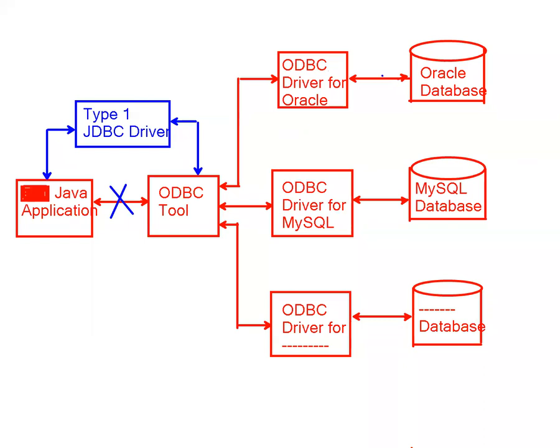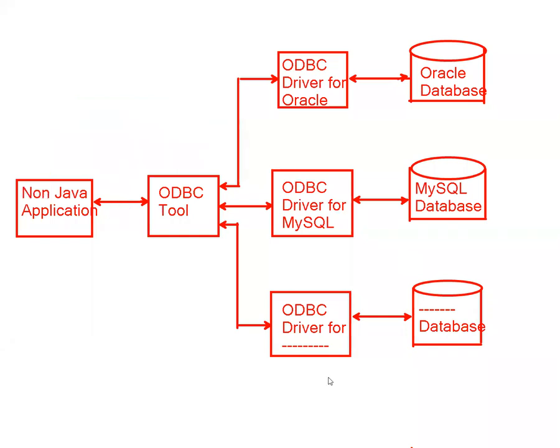If you want to connect to Oracle, use this driver. If you want to connect to MySQL, use this driver. If you want to connect to another database, use that driver. Every database has a separate driver. So the type 1 JDBC driver is one driver, and ODBC drivers are many drivers. Clear? This is the type 1 driver diagram.